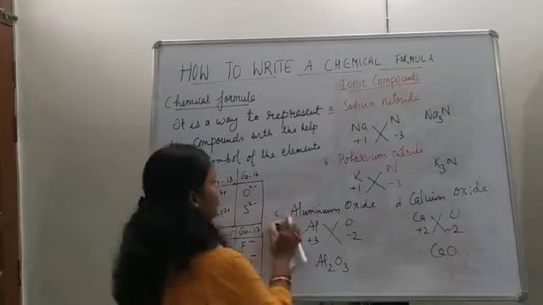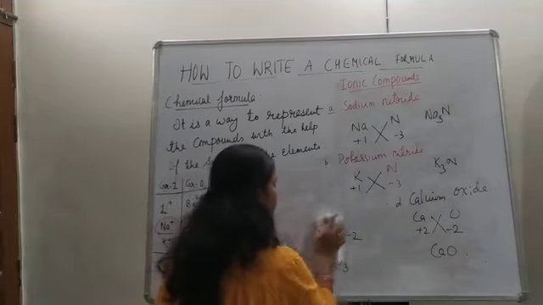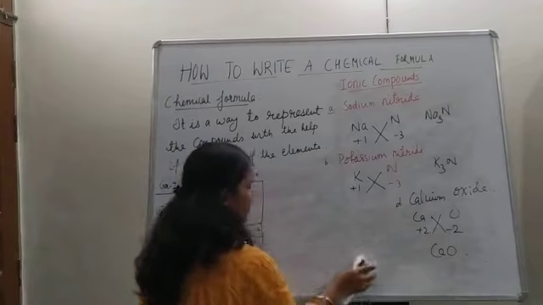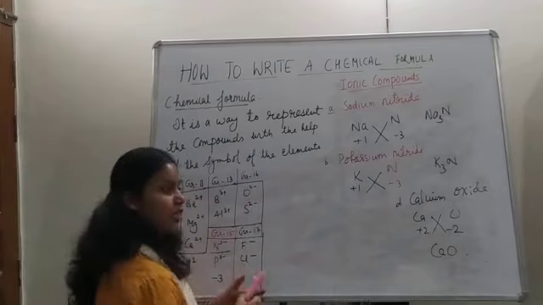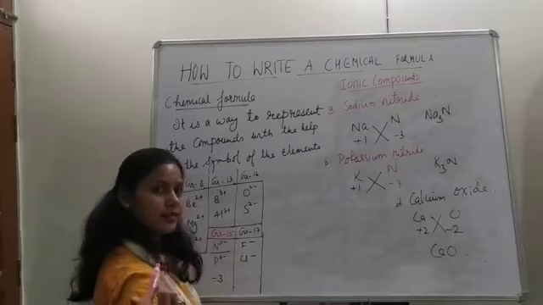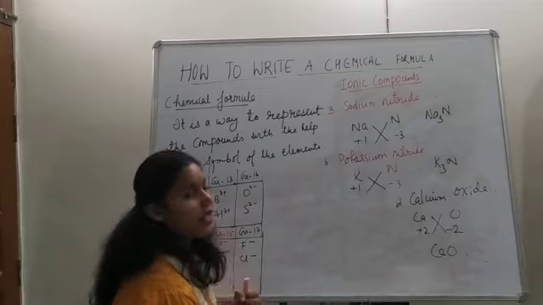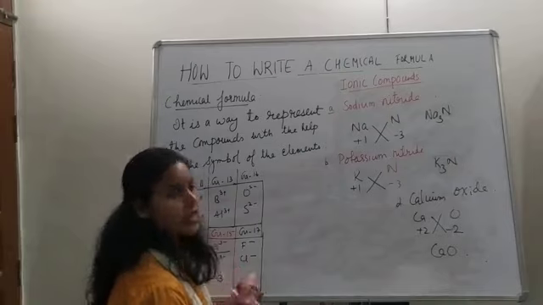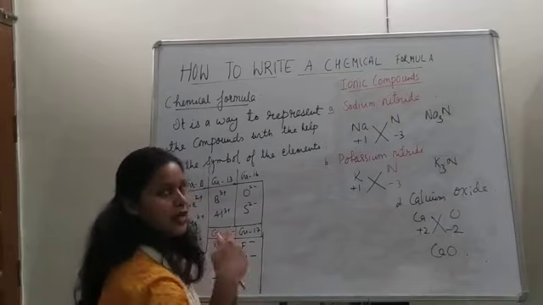So for your homework we have certain questions. Try by yourself and remember some basic points. How do we write a chemical formula? First you write the symbol of the element, then you write the electrovalency, and then criss-cross. Always write the cation first, then the anion.